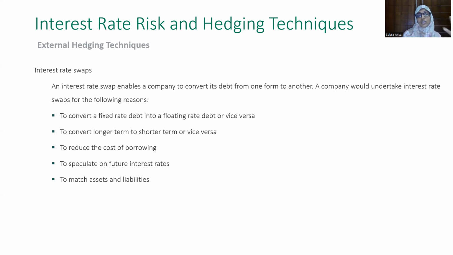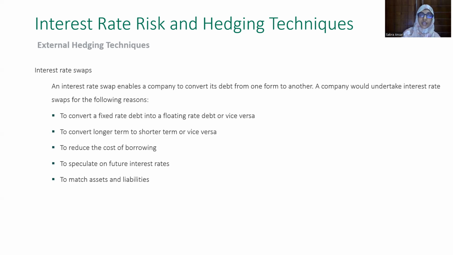Another way is to reduce the cost of borrowing. Now, there is a cost of borrowing, right? If you borrow something and then you sell it and then you borrow another one, then there is this cost of borrowing involved. When you do swaps, you give something and get something, and that cost of borrowing is not there.